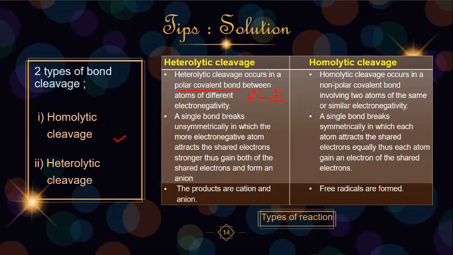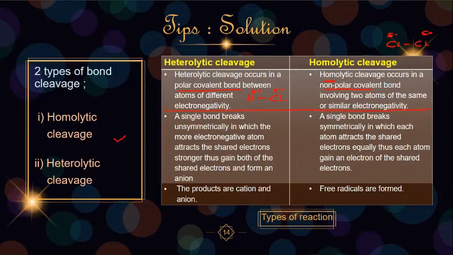Homolytic cleavage occurs in a non-polar covalent bond. Maybe you can give an example, for example Cl and Cl, chlorine. These are partially negative, and these are also partially negative. So you can see it involves 2 atoms of the same or similar electronegativity. That is the first difference that you can see between heterolytic and homolytic.